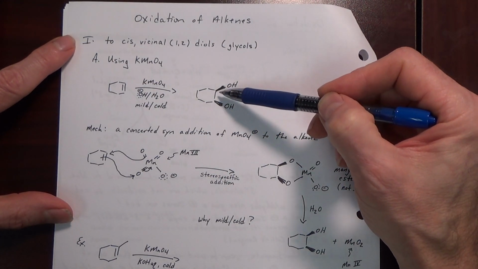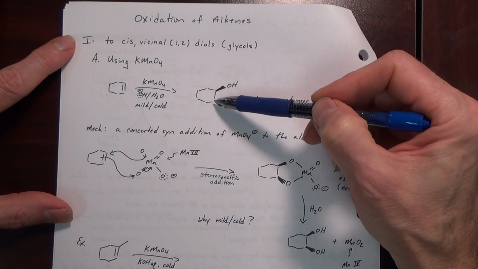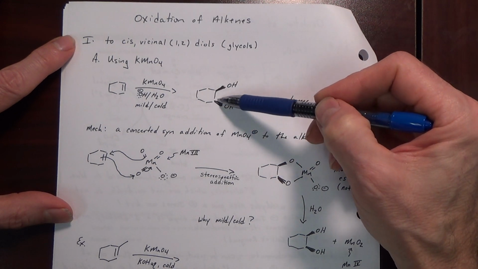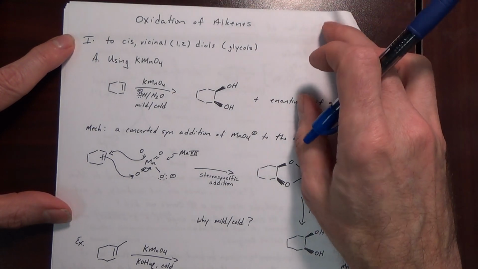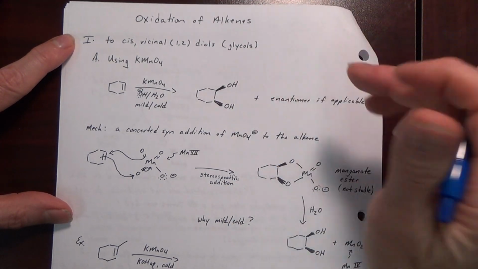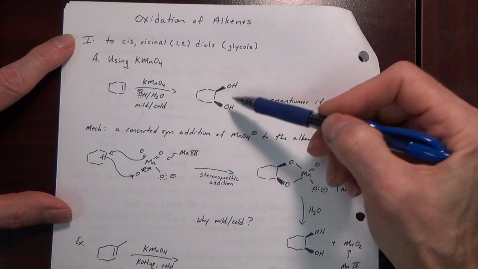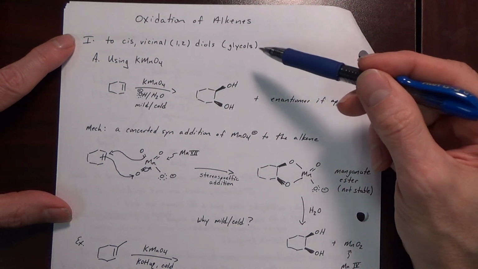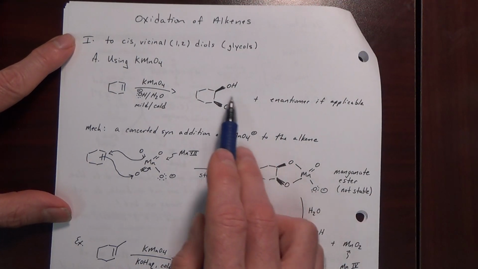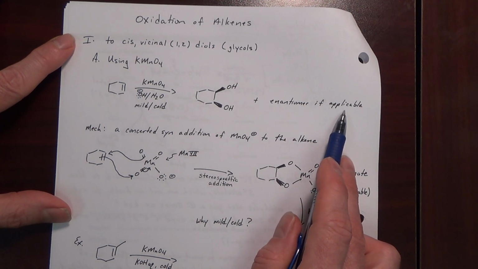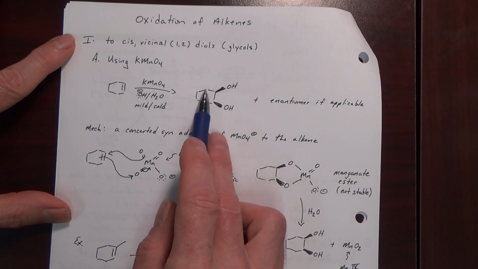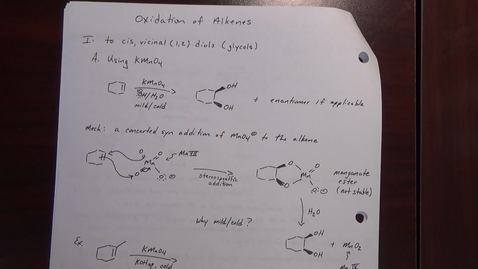Okay. Vicinal, that is a 1-2 relationship. Next door to each other. They're in the same vicinity. That's where vicinal comes from. Okay. A diol is also known as a glycol. Now, of course, we would get an enantiomer if possible. But this is an achiral molecule, so there is no enantiomer here.